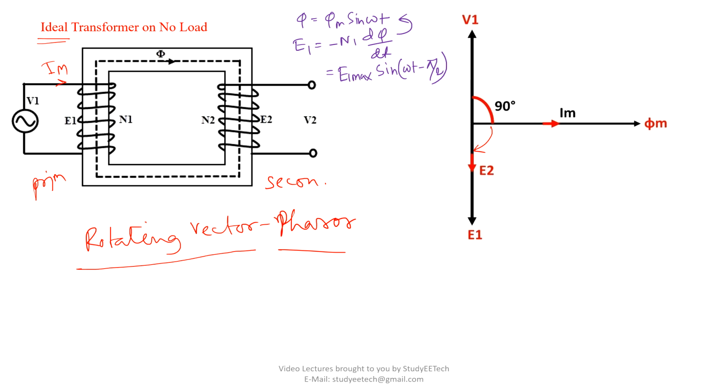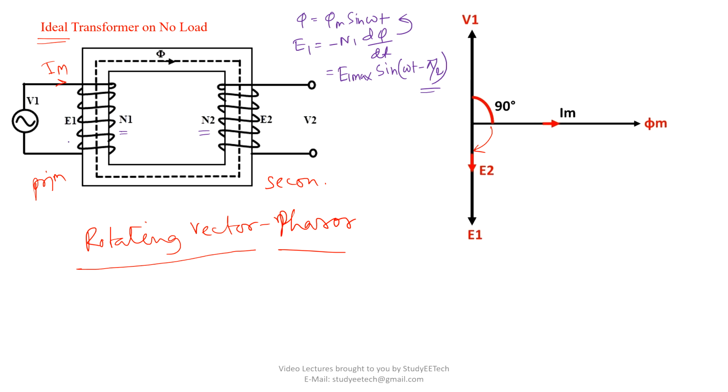So what is happening here? E1 is 90 degrees lagging, minus pi by 2. So this will be 90 degrees lagging to phi. Similarly, E2 will also be the same way, because due to this phi, E1 is developed, and the same flux is cutting E2, so E2 will be developed in the same phase. Now the lengths of E1 and E2 will be decided by the number of turns N1 and N2.